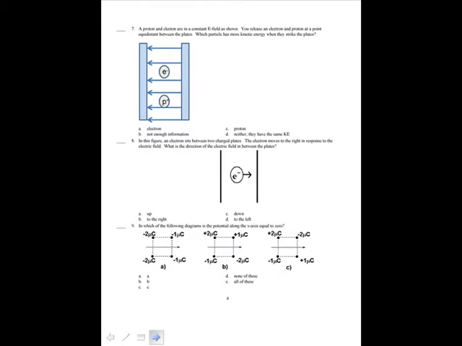A proton and an electron are in a constant electric field as shown. You release an electron and proton at a point equidistant between the two plates. Which particle has more kinetic energy when they strike the plates? Well, potential energy, or the work, is Q delta V. They have the same change in potential, because they're moving through the same electric field. And they also have the same magnitude of charge because they're a proton and an electron, so they have the same kinetic energy then.